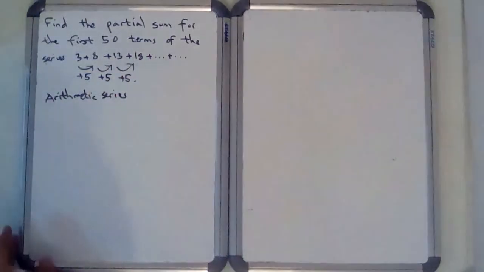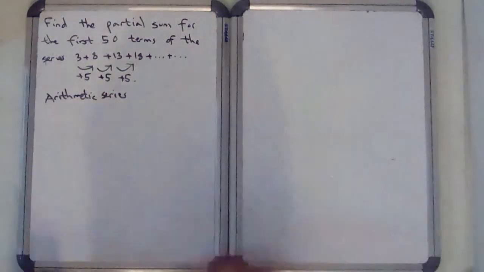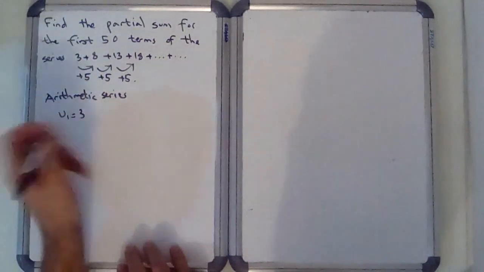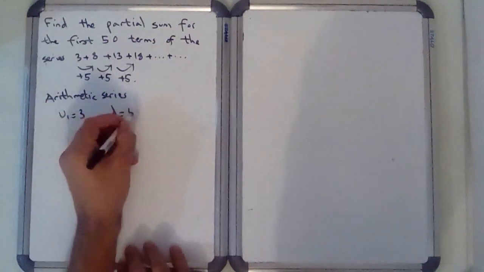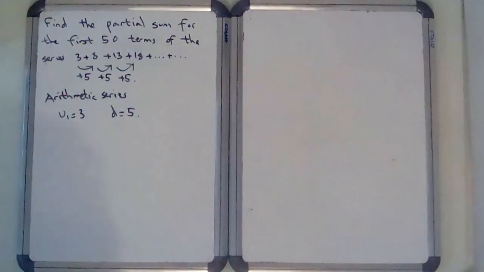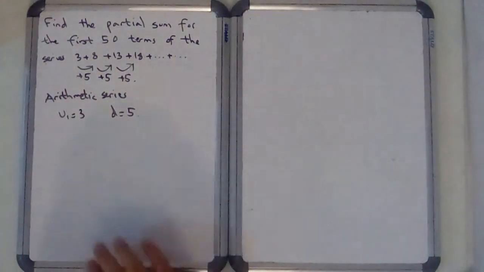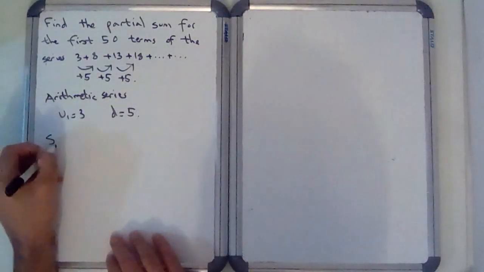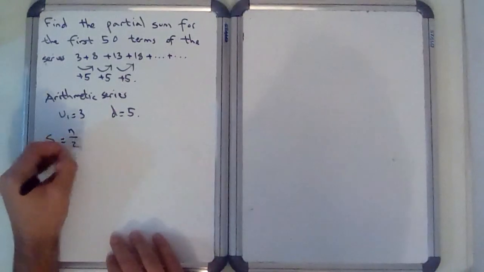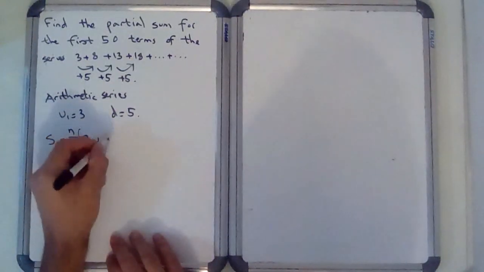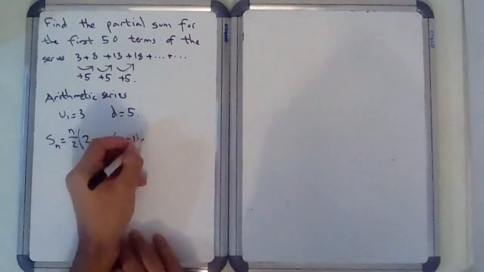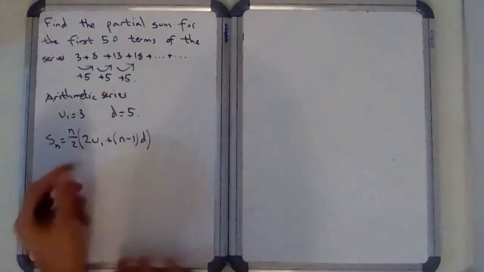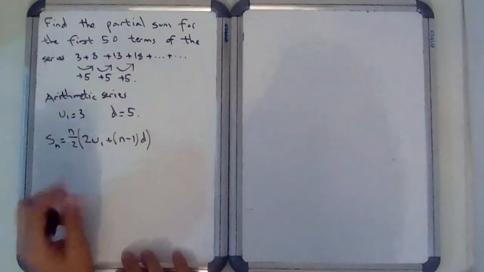So an arithmetic series is defined by the first term u1 and the common difference d. So u1 is 3 and the common difference d is 5, and it's positive. So I need to find the sum of the first 50 terms. If I look at my formula sheet, I know that Sn equals n over 2, and it is 2u1 plus n minus 1 times d, all of that in a bracket. So I have u1, I have d, n is given to us.